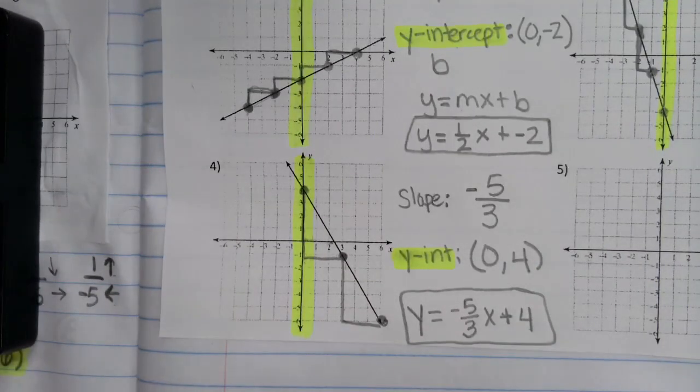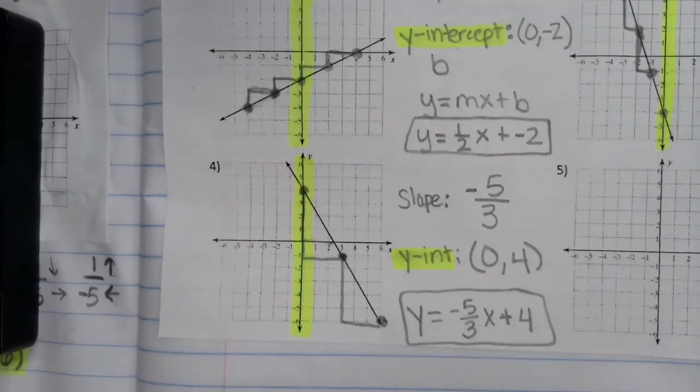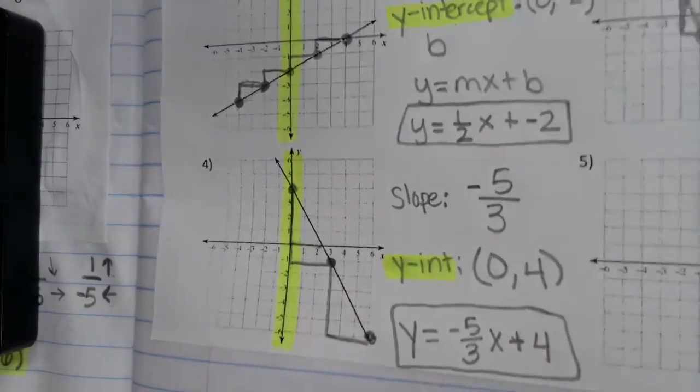Beautiful. All right, we have one more topic here. Number 5 is a little different. Why is it different? Because we're going to do something different.